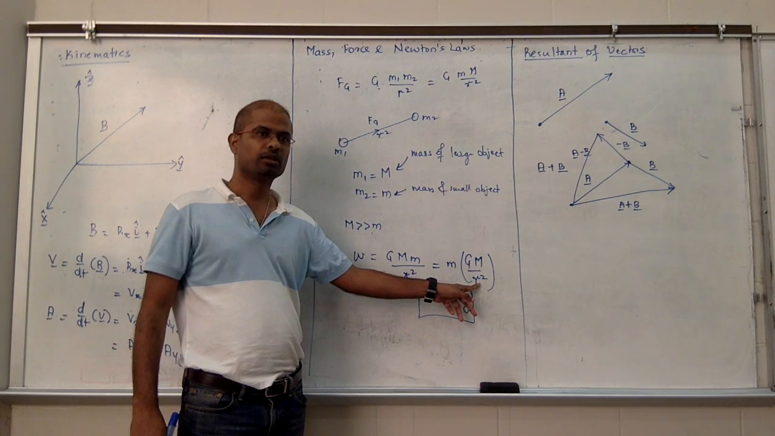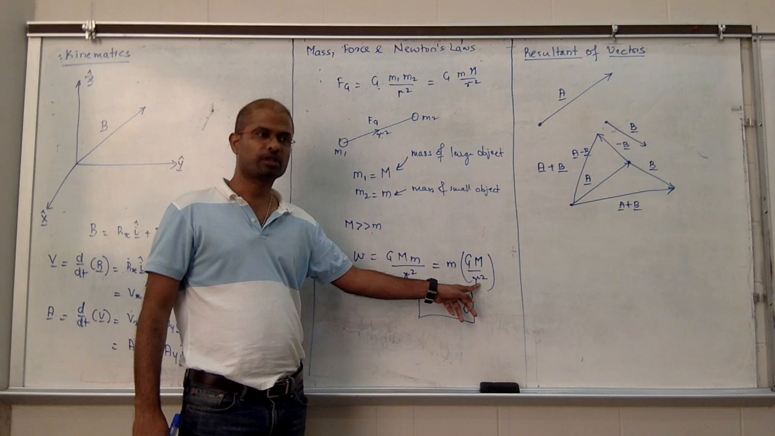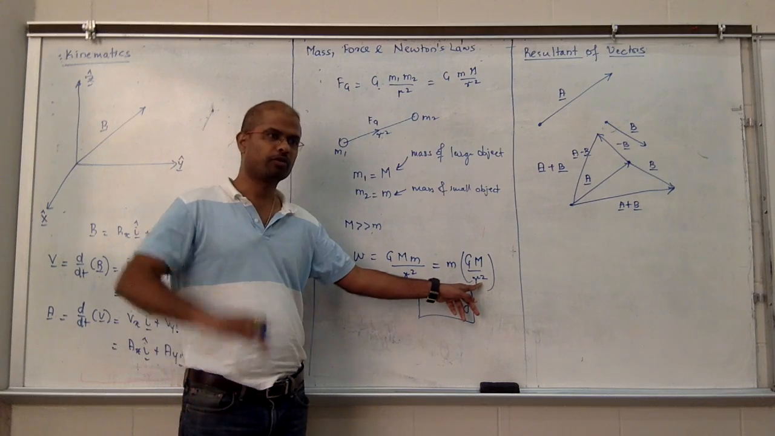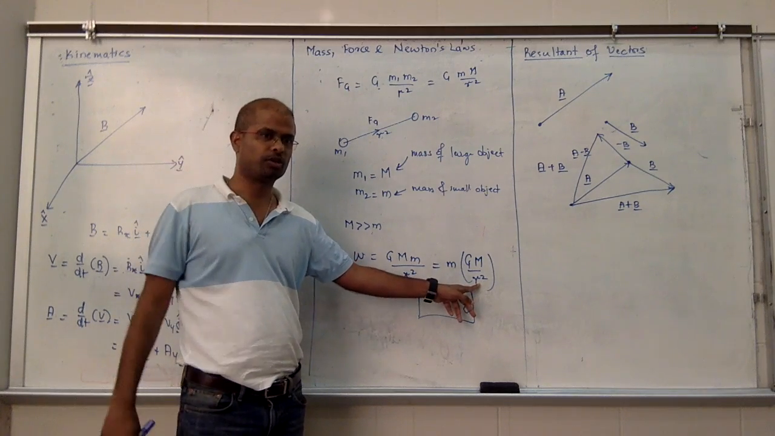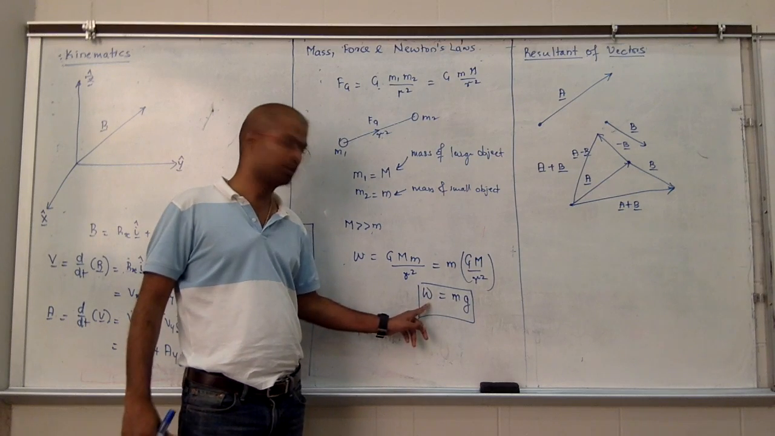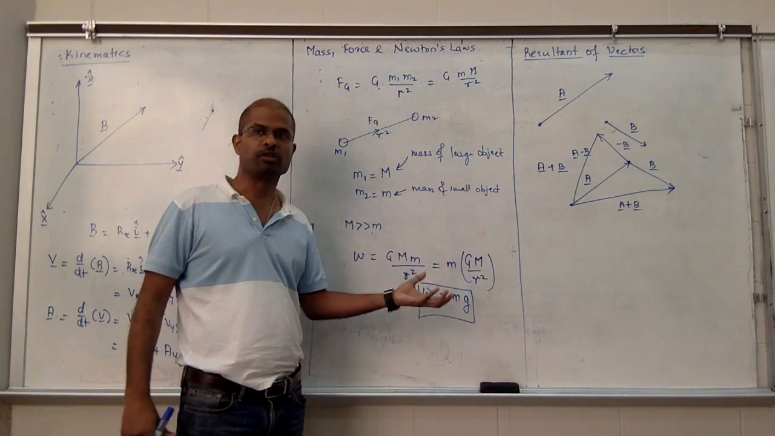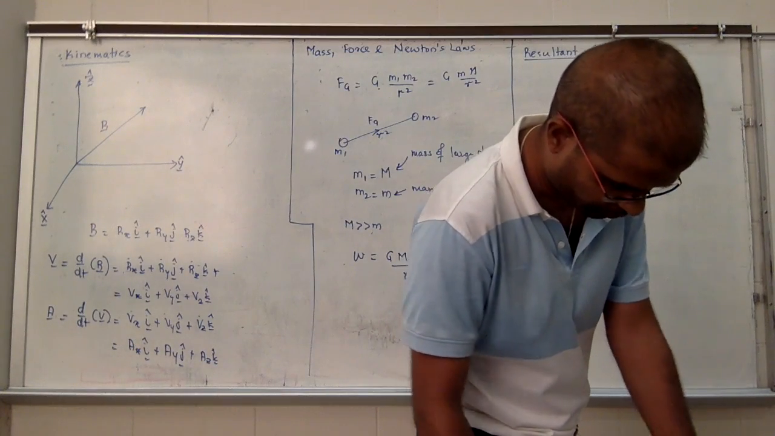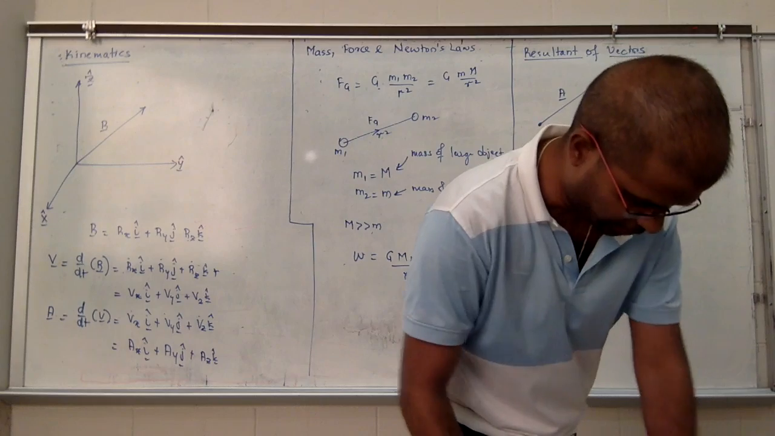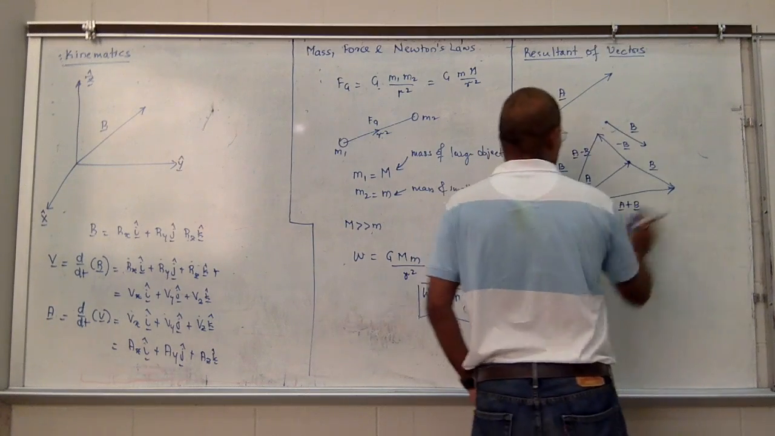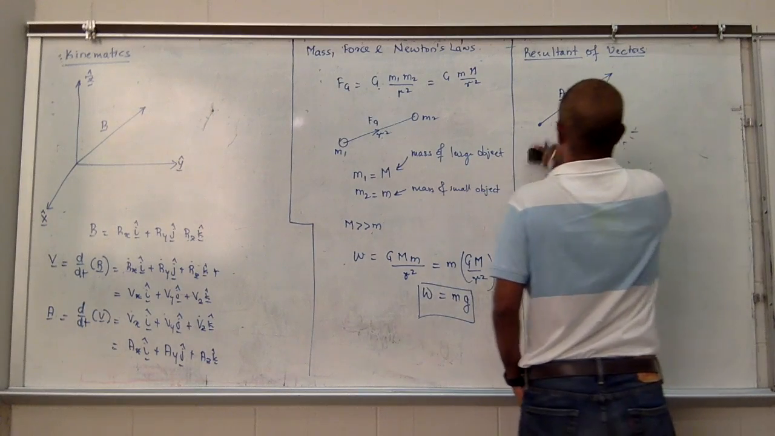Assuming Earth is a perfect sphere. But in reality, this R keeps changing. If you climb a mountain, the altitude keeps changing. But this is that W equals m g. This weight is nothing but the force experienced. And we'll wrap up with Newton's laws of motion.